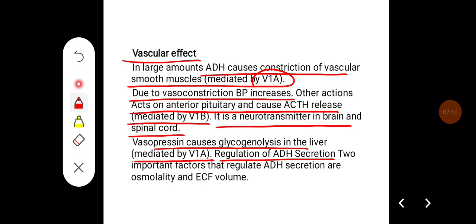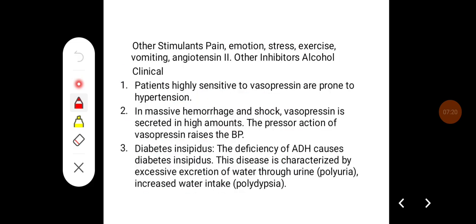Regulation of ADH secretion occurs by two important factors, that is osmolarity and the ECF volume, as we discussed through the charts. The other stimulants of ADH are pain, emotion, stress, exercise, vomiting, and angiotensin II. And one of the inhibitors of ADH secretion is alcohol.